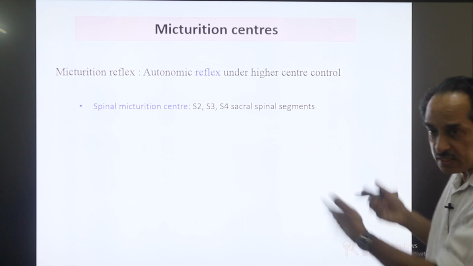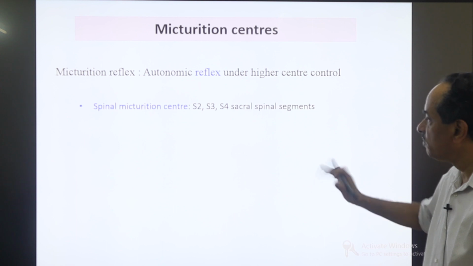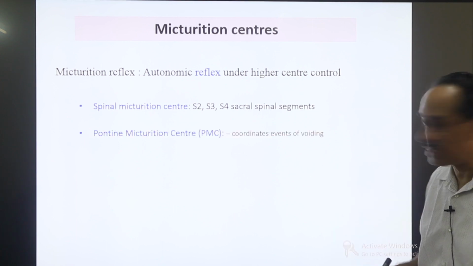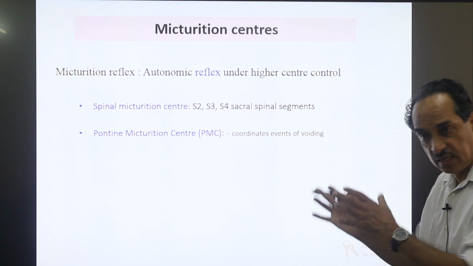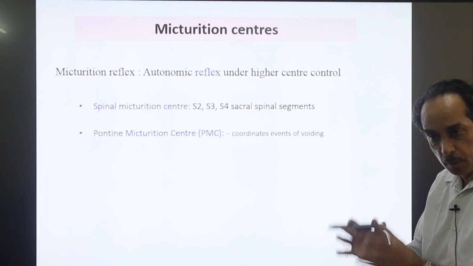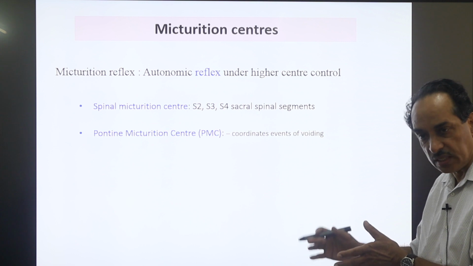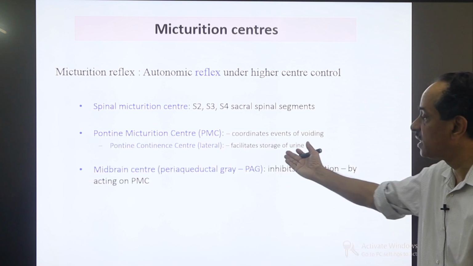One is the spinal micturition center, as we have talked about. There are S2, 3, 4 spinal segments. That is a good center which is being controlled from the higher centers. Next one is the pontine micturition center. It's also known as the Barrington nucleus, and it has a medial part as well as a lateral part. The medial part is probably for immediate stimulation, immediate micturition. The lateral part is for storage and later micturition. Then next one, lateral facilitates storage.